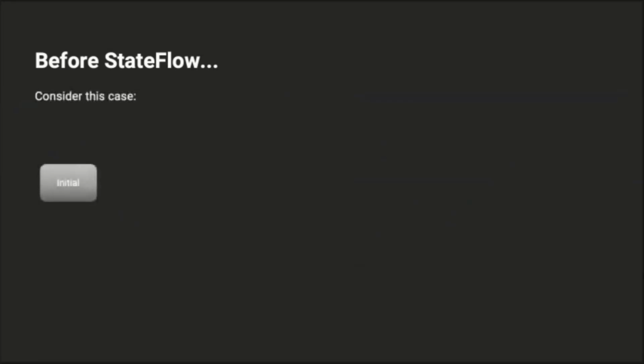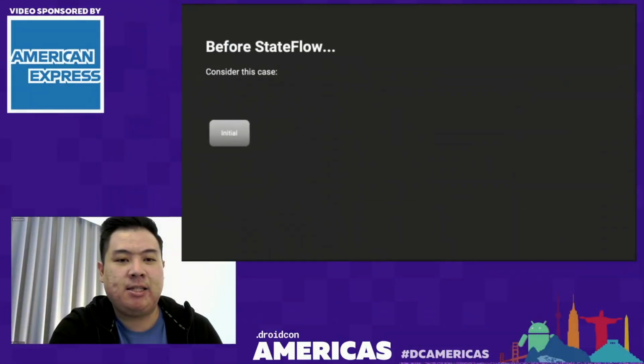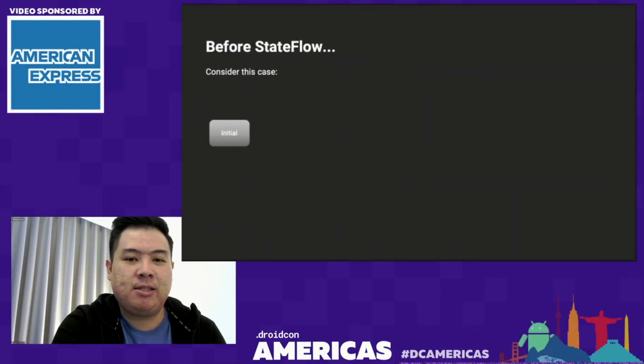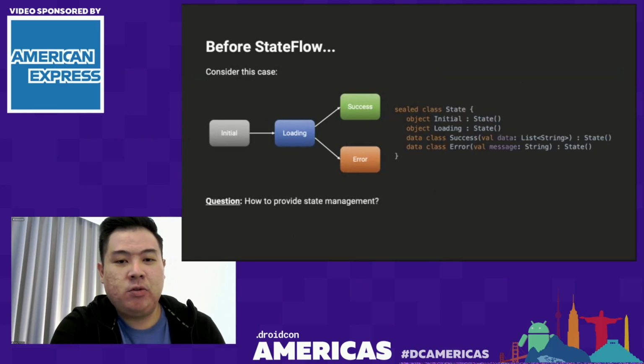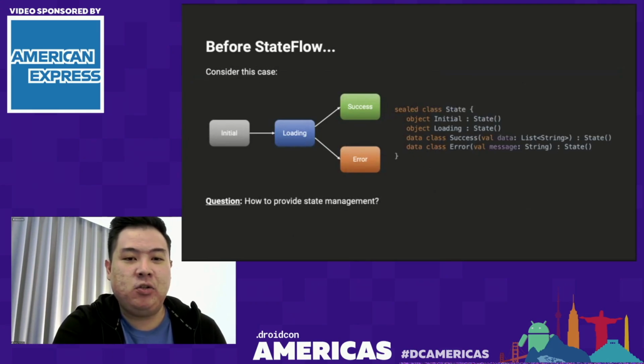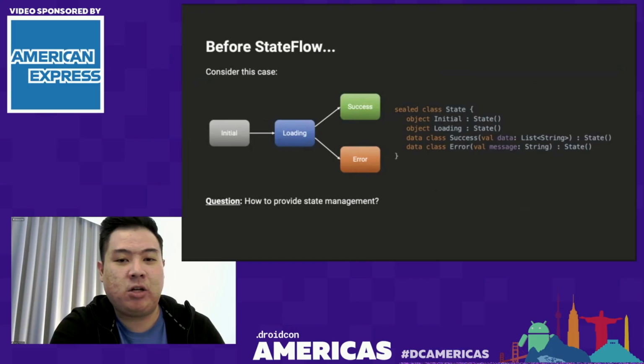Let's say we have an activity which starts with rendering the initial state. Then let's say clicking a button triggers a loading state. Then the result can be either a success or error state. So there are 4 states in total. The question is, how do we manage these states using what we currently have in Coroutines?